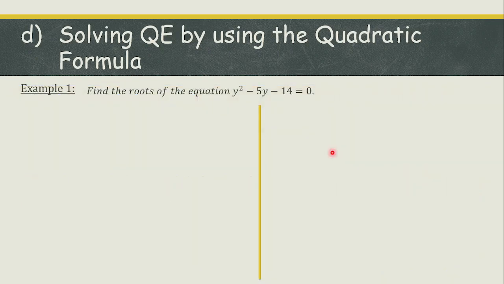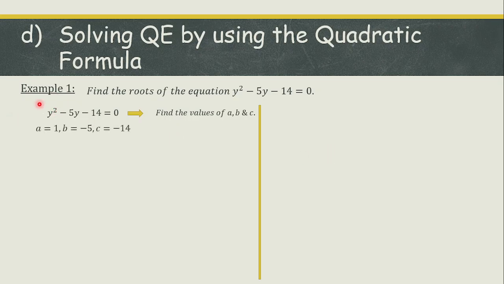So here's the first example. For example 1, find the roots of the equation y squared minus 5y minus 14 is equal to 0. So y squared minus 5y minus 14 equals 0 is already on its general form. Again, the general form of the quadratic equation is ax squared plus bx plus c equals 0. Dahil nasa general form na siya, yung kailangan na lang natin is step 2. Find the values of a, b, and c, or the values of the real numbers.